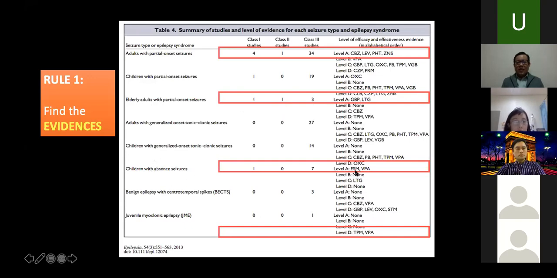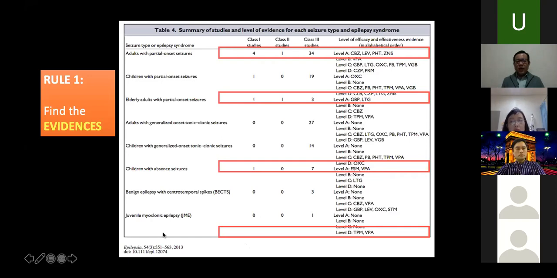The level A evidence is ethosuximide and sodium valproate. We don't have ethosuximide in Malaysia. You need a special import permit, which we have intended to do for one patient. Otherwise, the treatment we use nowadays mainly is sodium valproate, and it is in children. So don't worry about childbearing, don't worry about teratogenicity, and don't worry about pregnancy.